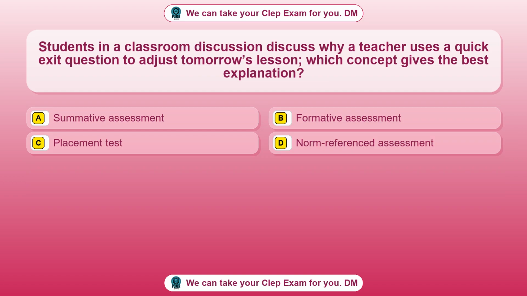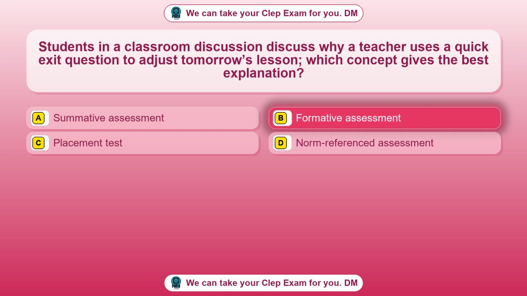Question 52. Students in a classroom discussion discuss why a teacher uses a quick exit question to adjust tomorrow's lesson. Which concept gives the best explanation? Option A, summative assessment. Option B, formative assessment. Option C, placement test. Option D, norm-referenced assessment. The correct answer is option B.